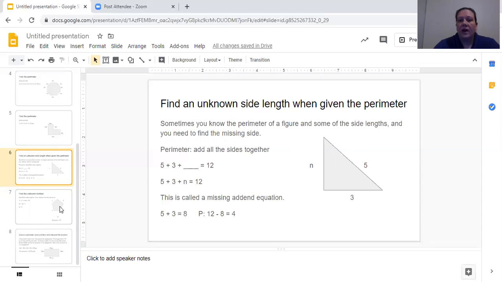As you can see, we have 5, 3, and n. So I gave a picture for you. 5 plus 3 plus the unknown equals 12. And they are giving us the perimeter as 12. So 5 plus 3 plus n equals 12. This is called a missing addend equation because we need to find that addend. In order to find the addend, we need to add 5 plus 3, which is 8. Then we need to subtract, and we have the perimeter as 12 minus 8, which equals 4. So n equals 4.